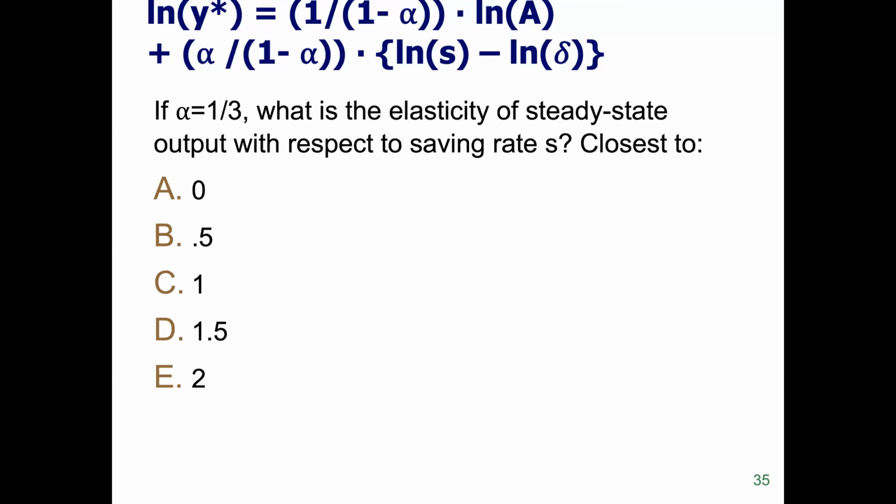Okay, well, what do we get? Well, the coefficient of log S is alpha over 1 minus alpha. That's a third over 2/3, which is a half. So the answer is B.